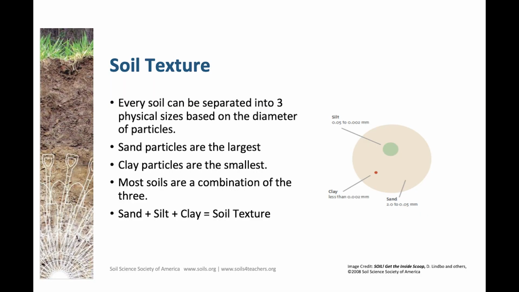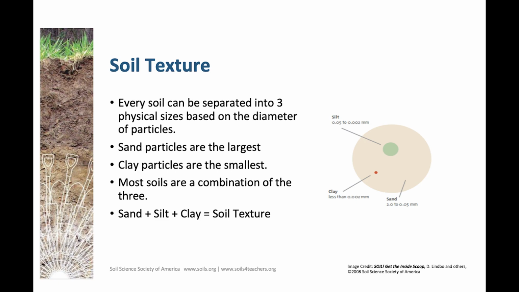Okay, so that comes to the soil texture, which is the sand, silt, and clay that determines the soil texture. Every soil can be separated into 3 physical sizes based upon the diameter. The biggest one is the sand, from about 0.05 through 2 millimeters, and then we have the silt, which is from 0.002 to 0.05. Then we have the clay, which is the smallest one.